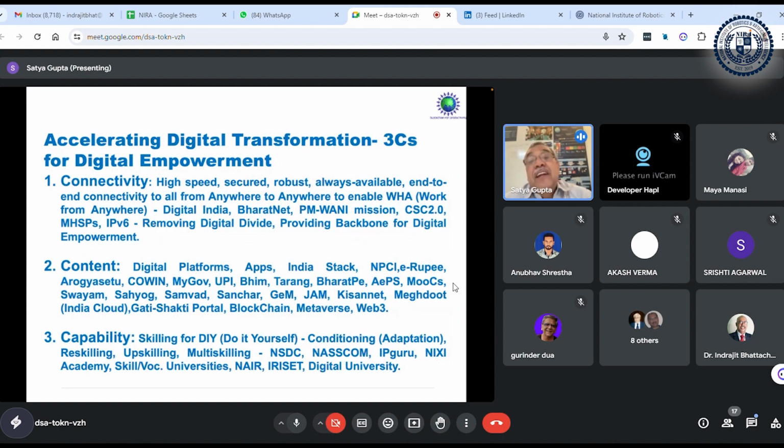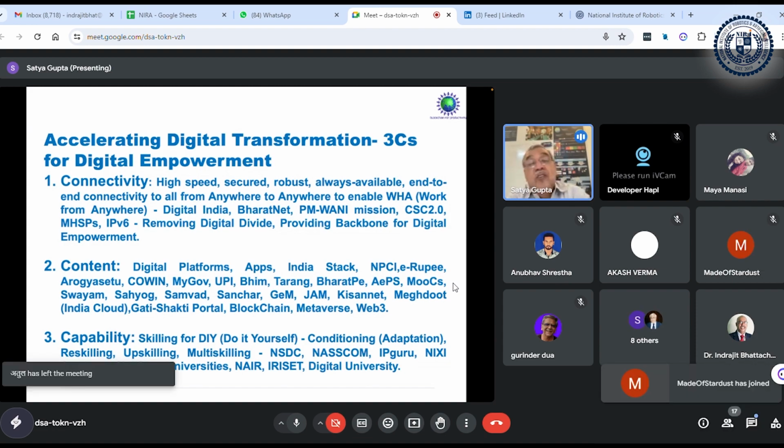So I had made the three C's for digital transformation. I call it three C's for digital empowerment. So you have to keep these three C's in mind. The first C is about the technology part actually, and that is connectivity.